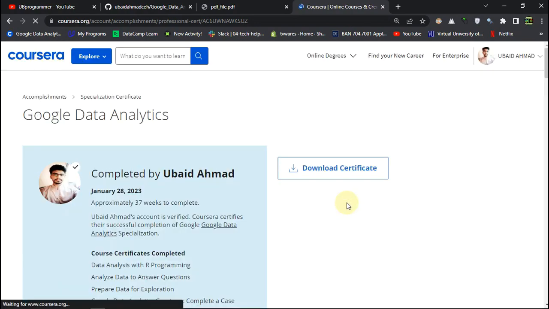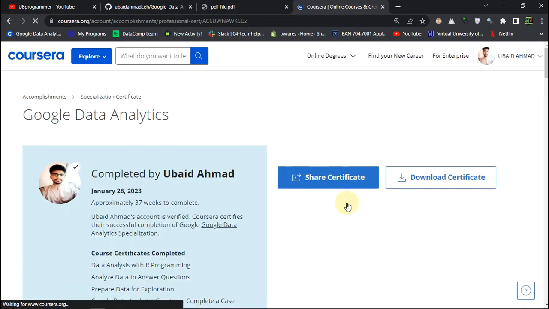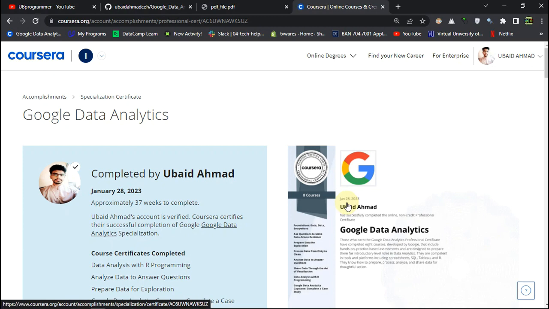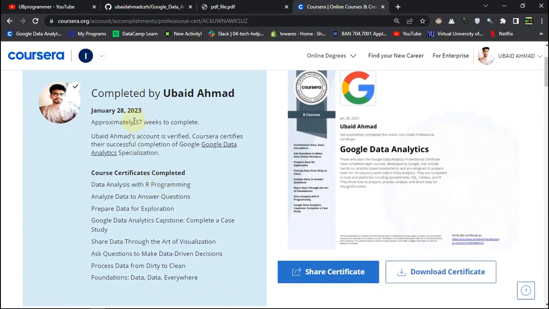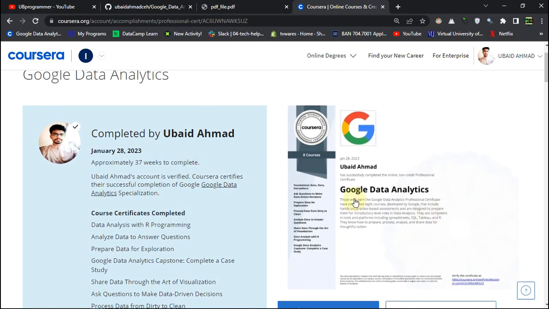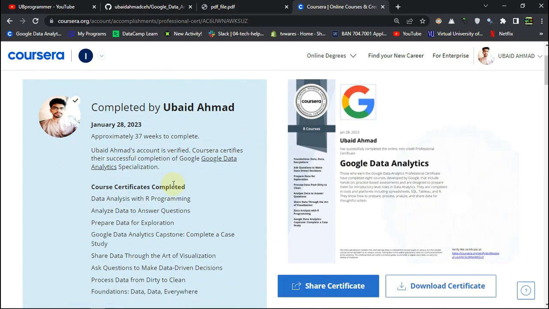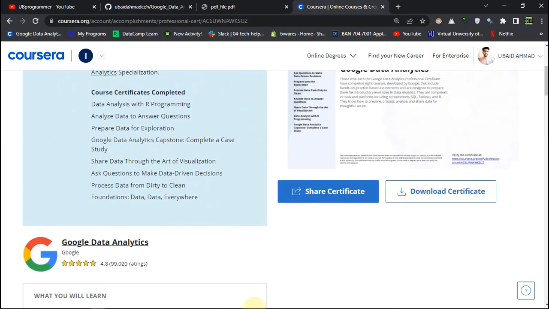It's a digital badge which you can always include in your resume, and the duration of it is 37 weeks, which is almost 9 months. By the way, you can easily complete this certification in 3 months or less, I would say. It's totally on your pace how you go for it, right?